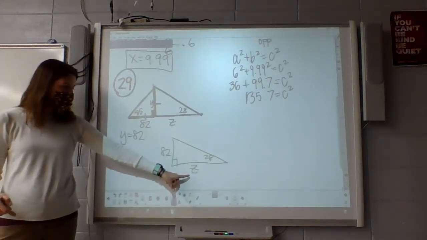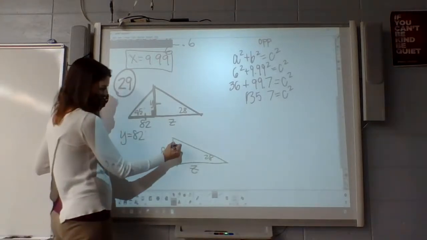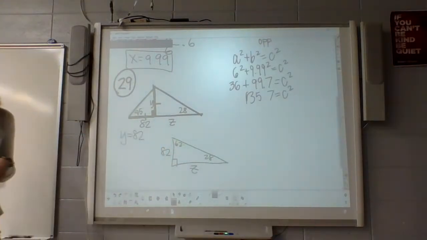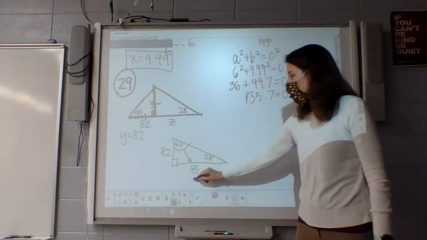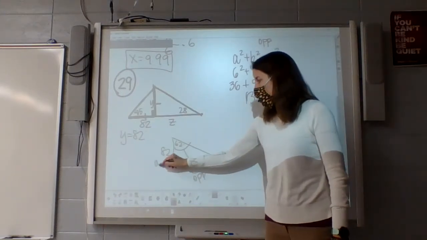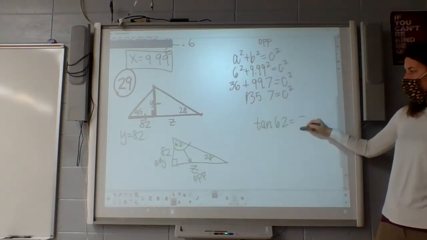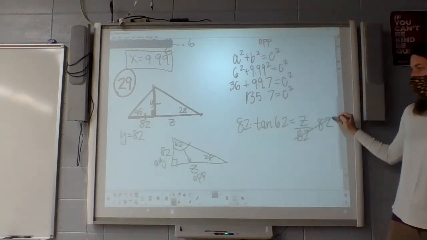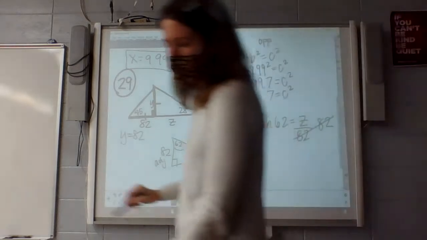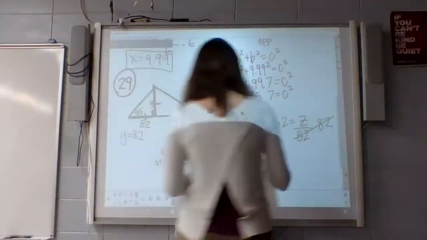Opposite over adjacent would mean z's in the denominator. So again, if you don't like z being in the denominator, you can figure this one out to be 62. Again, we're going to have to deal with that anyway, but just because we did talk about it yesterday. So here's my opposite side. Here's my adjacent, if I'm using that 62 degrees. So tangent of 62 equals z over 82. So multiply each side by 82. So 82 times tangent of 62, and we get like 152 for our z.